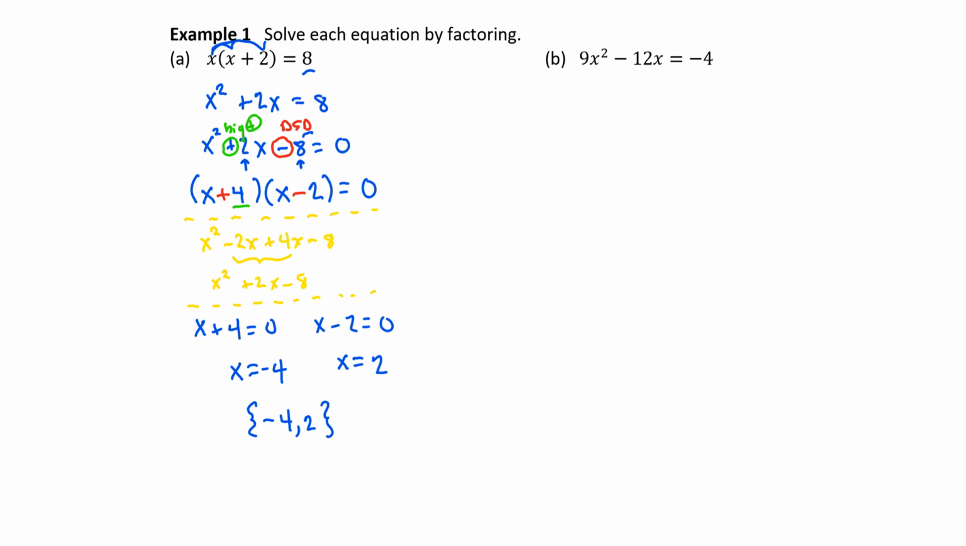So the way I've written it here, I've put it in a set of curly braces just to indicate that we have a solution set. You can either write your answer x equals negative 4, x equals 2, or you can also put them together in a solution set. Doesn't make a big difference.